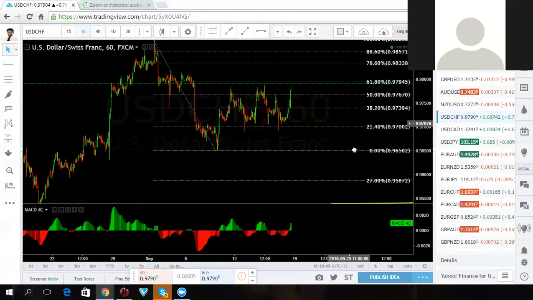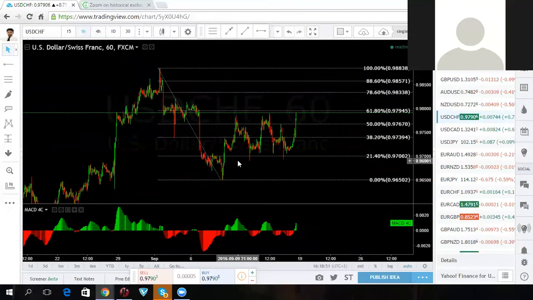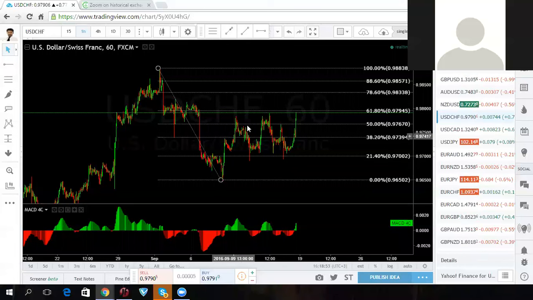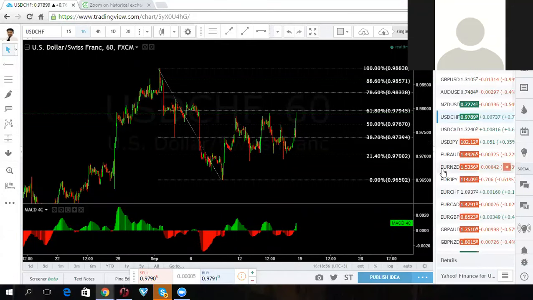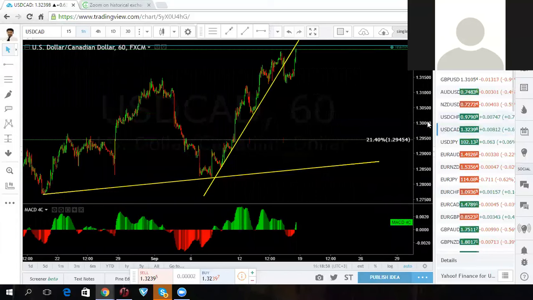US Swiss. We're not trading this, and I don't advise you to trade it because if you were in my webinar last week, I said stay out of it. It's doing nothing. It's still doing nothing. It's not clear to us the direction as yet.